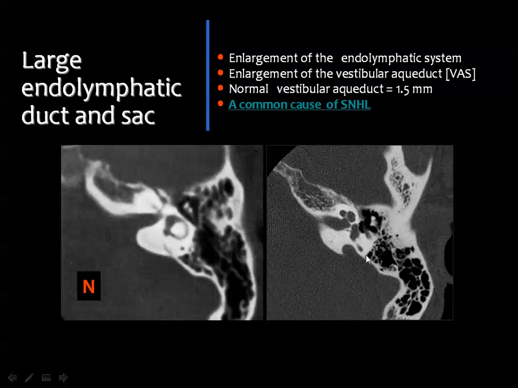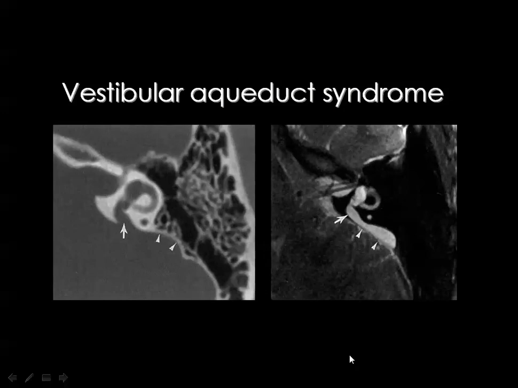But in this example, you see that the vestibular aqueduct is very wide. This is the vestibule, and this is the posterior semicircular canal. The vestibular aqueduct is very dilated, and this is known as vestibular aqueduct syndrome or large endolymphatic duct and sac, which is considered a common cause of sensorineural hearing loss.